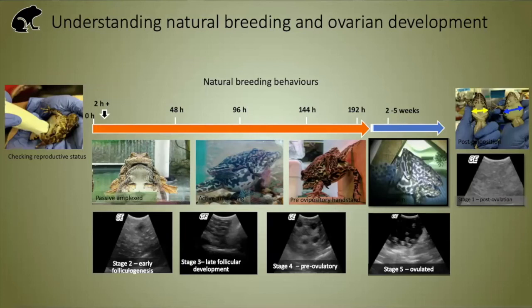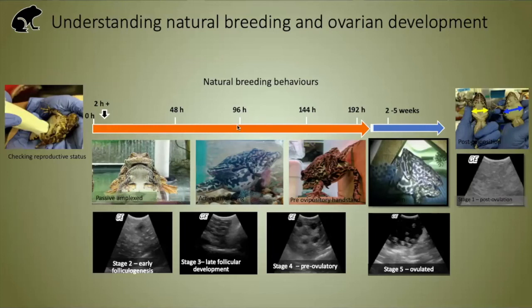And what that led me to was, broadly speaking, characterizing 3 different stages of reproductive behavior. That's passive amplexing, which usually occurs within the first couple of hours of putting males and females together. The males and females will get paired up. The male will start amplexing a female, and the female will then move around the tank with a male just strapped to her back, essentially.